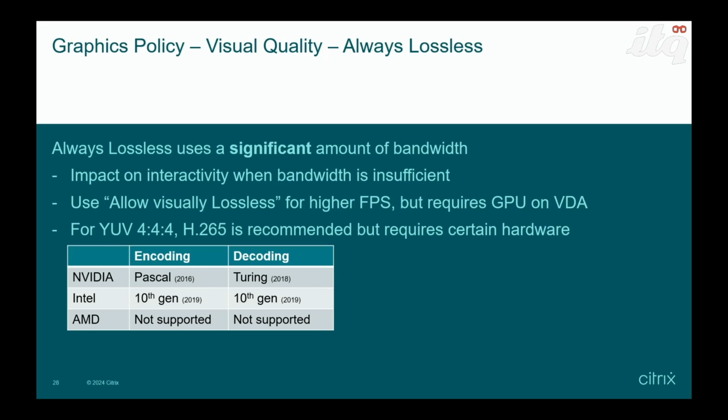So normally, in a normal mode, if the bandwidth would drop, we can drop the quality as well, so you can keep that interactivity. But with always lossless, we need to send over a lossless image, so that will reduce the frame rate.